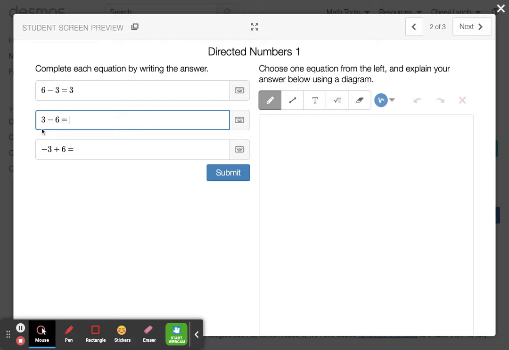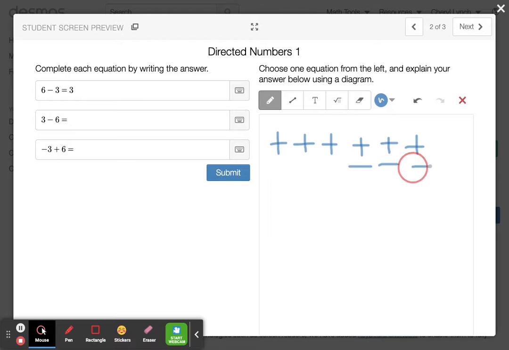So on this second one, we're starting with 3 positive and we're taking away 6 positives. Okay, so I need to have 6 positives that I'm taking away. So I'm going to draw in here 3. Okay, that's what I want to start with. But I can add 0 pairs, as many as I want, because that's not changing my value, so that I can take away 6 positives.